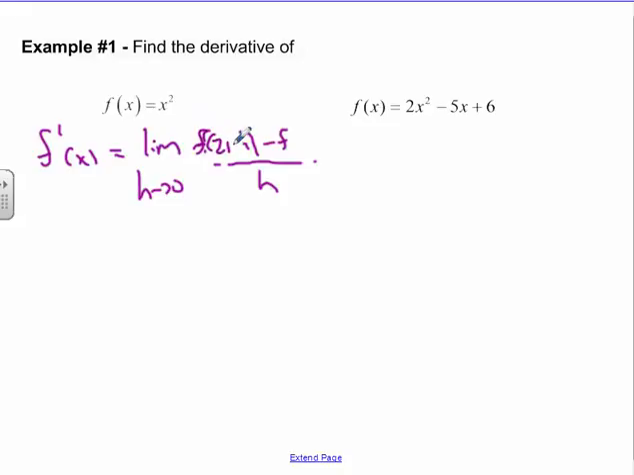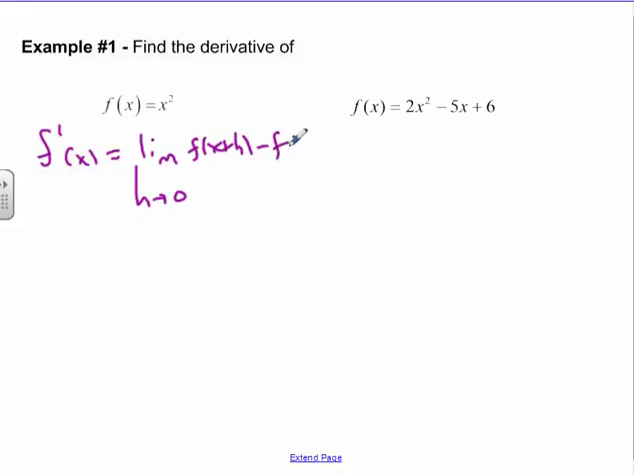So I don't get to go like 2 plus h and f of 2. I have to leave it as an unknown x. All right, so let's fix this up here. The limit as h approaches 0 for f of x plus h minus f of x all over h. So here's how that would look.